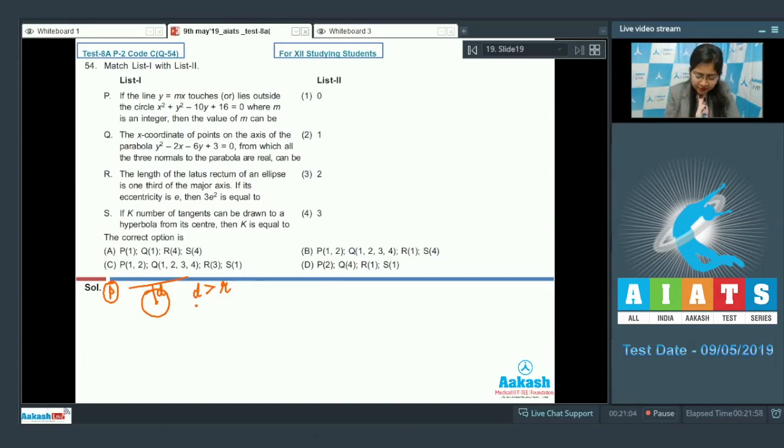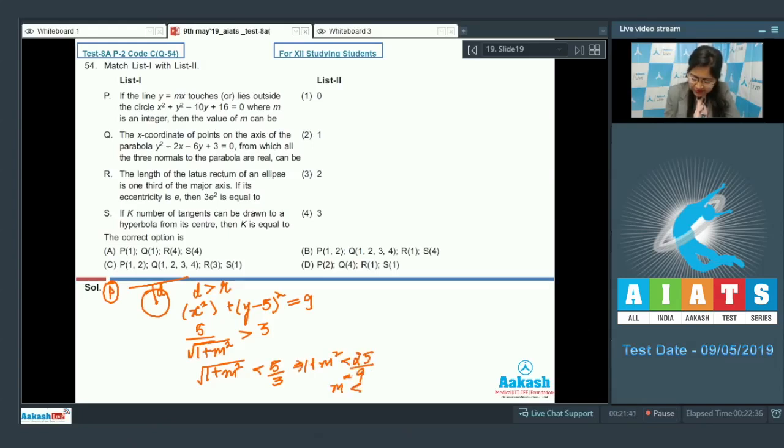So let's write the equation of the circle in the standard format, that is x square plus (y minus 5) whole square is equal to 9. So the distance from the center will be equal to 5 divided by under root of 1 plus m square, which should be greater than the radius, that is 3. That is, under root of 1 plus m square is less than 5 by 3. That is, 1 plus m square is less than 25 by 9. That is, m square is less than 16 by 9. That is, m will belong from minus 4 by 3 up till 4 by 3. As m is an integer, m can be equal to minus 1, 0 or 1. So from the given options, it can take these two values. So the answer will be option number 1 or 2.